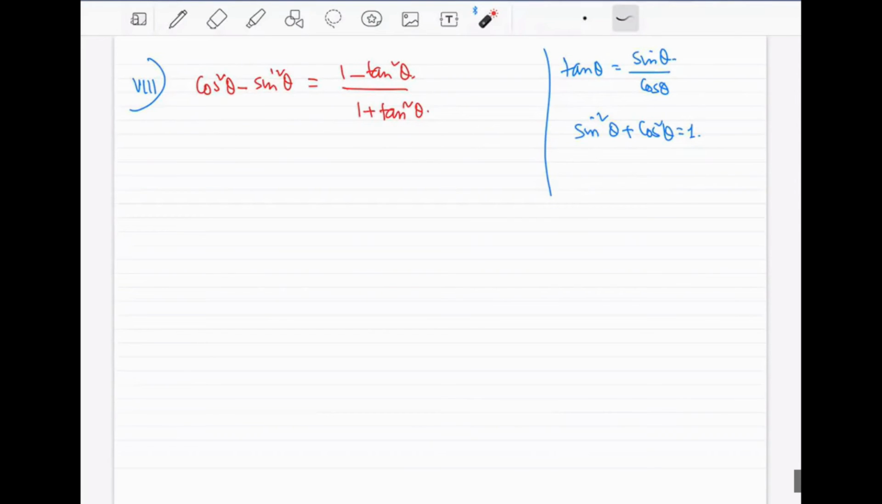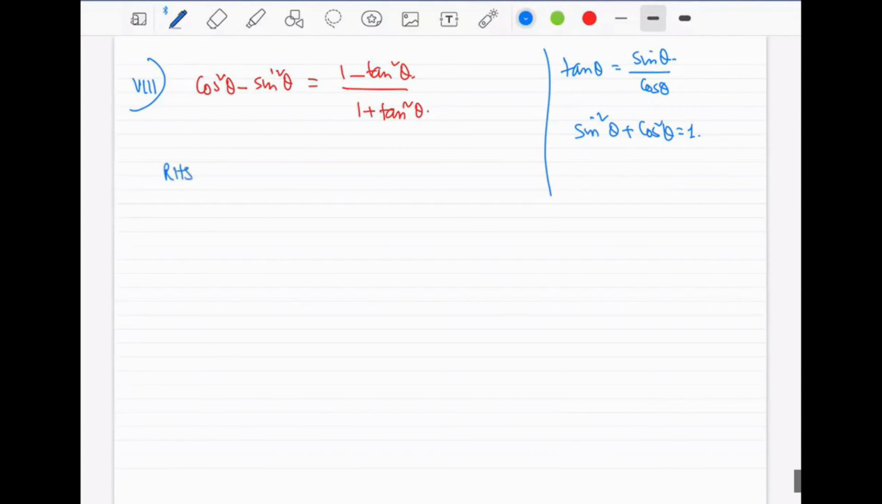And this is one of the very few questions where we can start from the right hand side. You can start from the right hand side and try to obtain the left hand side, because if we start from the left hand side, it's a little complicated. Now let's take it up. Start from the right hand side.